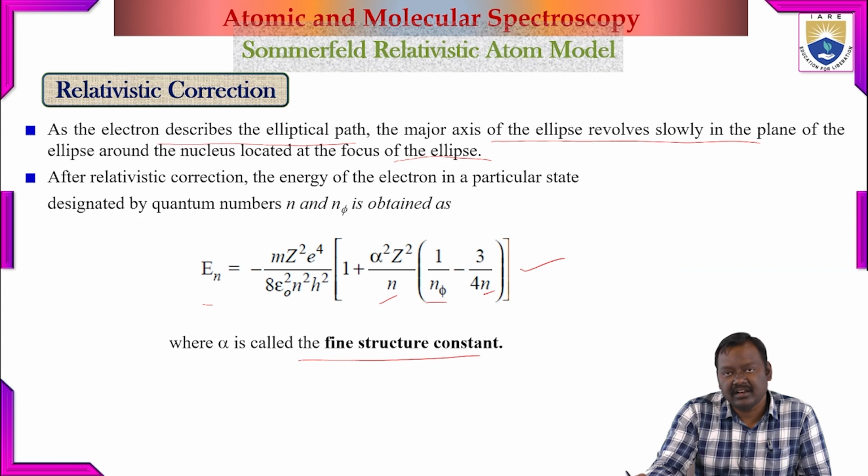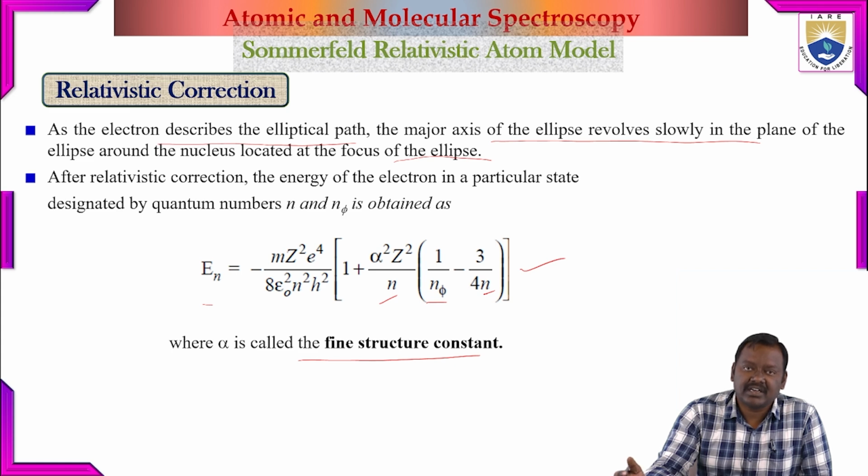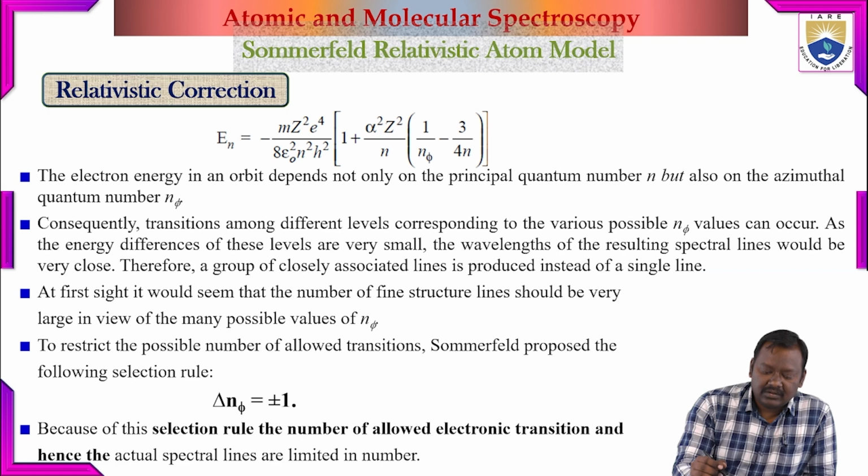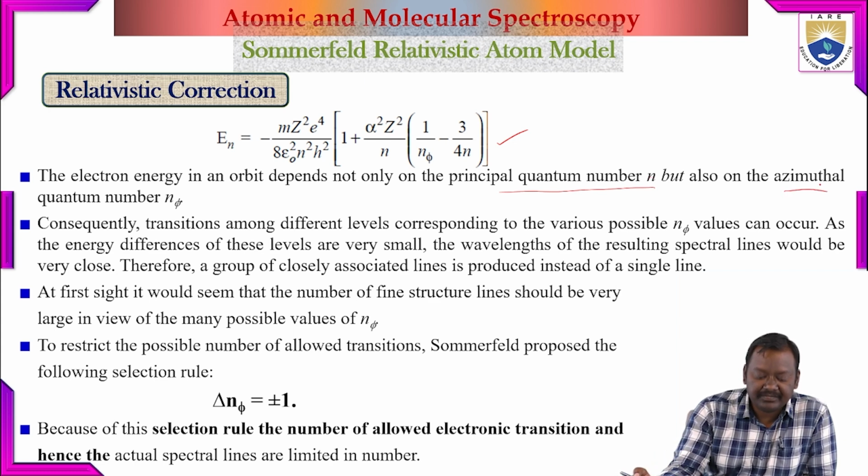So there could be several elliptical orbits for the same principal quantum number, and thus there could be transitions of electrons from higher energy levels to lower energy levels, including the elliptical orbits. That's why we are seeing the fine structure in each and every spectral line. So, on observing the energy values of fine structure of spectral lines, they depend not only on the principal quantum number but also on the azimuthal quantum number n_phi, so that we are seeing the spectral lines.